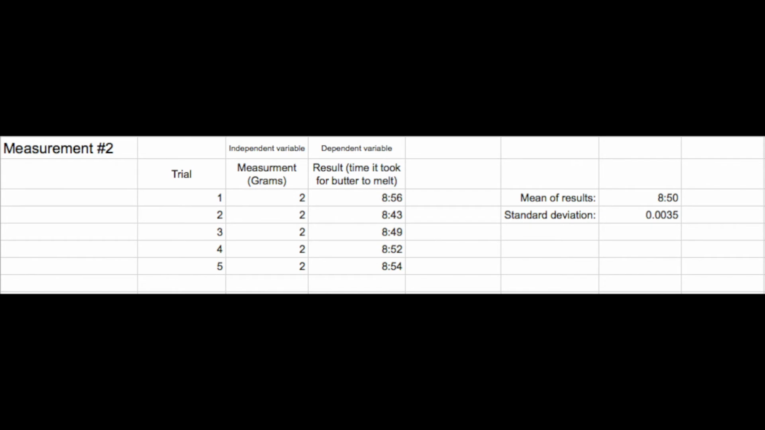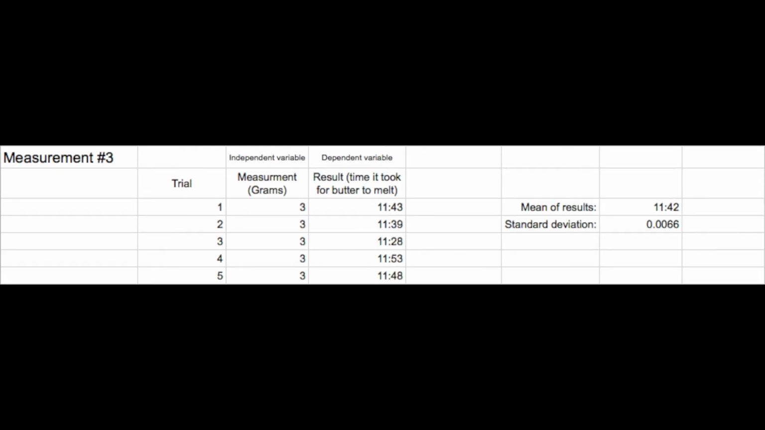Now that we go to measurement 2, the mean of the results is 8 minutes and 50 seconds. The standard deviation is 0.0035, meaning that they are closer from each other than on measurement 1, since the number is smaller. When we go to measurement 3, however, we notice that the standard deviation is 0.0066, meaning that the data samples are farther apart from each other than in measurements 1 and 2.